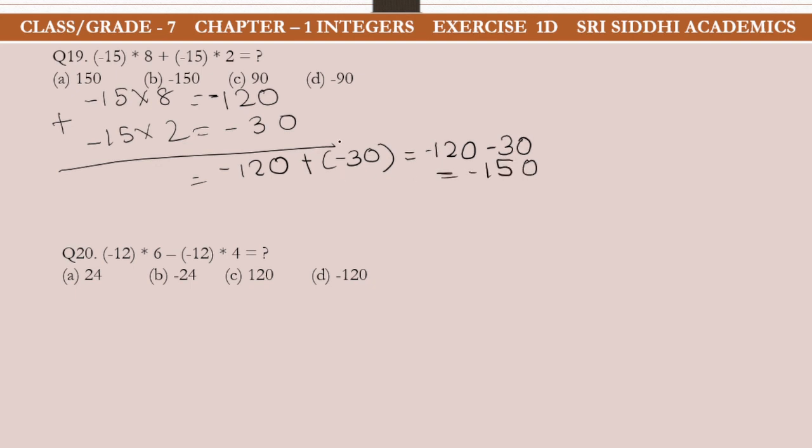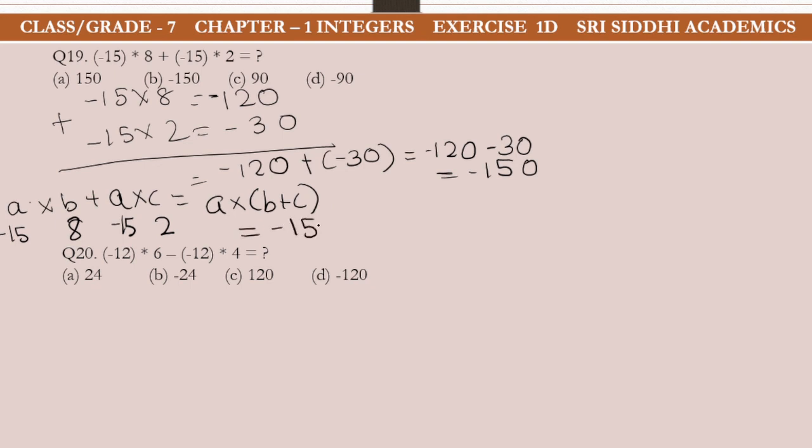Another method that you can solve is using the distributive property. What is the distributive property telling us? That A into B plus A into C is equal to A into B plus C, right? So we can arrange it into A into B plus C. What is the value of A here? A's value is minus 15. What is the value of B? B is 8. And again A's value is minus 15 and C's value is 2. So if you write it in the form of A into B plus C, it will be minus 15 into 8 plus 2 within brackets, right? B plus C is 8 plus 2. So minus 15 into 10.